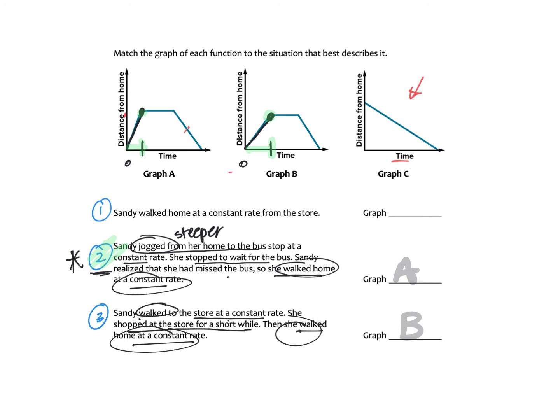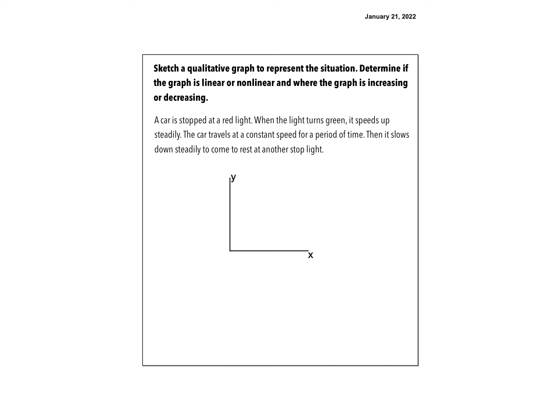So finally, let's just read about graph C. It says Sandy walked home at a constant rate from the store. So she was already at the store and she is walking home. So let's see what this says, distance from home. Well, if I'm here, that means she's already not at home. She's already like 5 miles from home. Okay, and she's getting closer and closer to home because this is the distance over here. It's going down, so her distance from home is going down. So she's getting closer and closer until she gets home, and this shows a constant rate the whole time. So graph C.